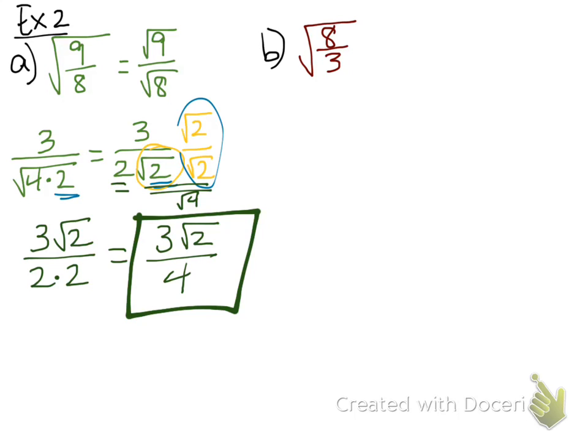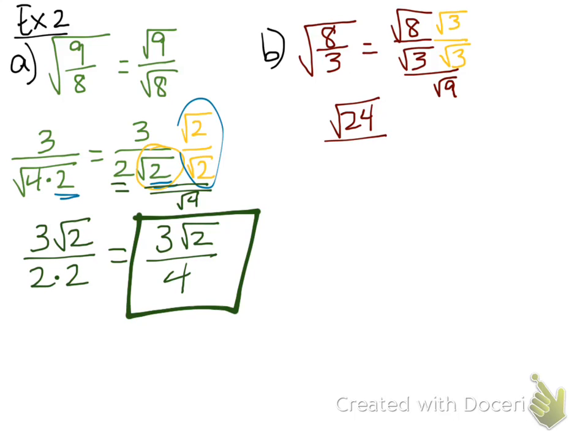Let's look at another one, the square root of 8 over 3. Again, if I break this up, the numerator and denominator, I can't have a radical on the denominator, so I'm going to multiply top and bottom by the square root of 3. On the numerator, when I multiply the square root of 8 times the square root of 3, I can multiply those two numbers together and get the square root of 24.